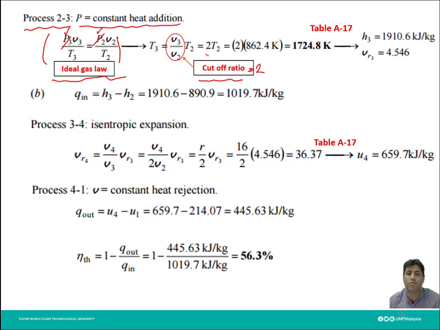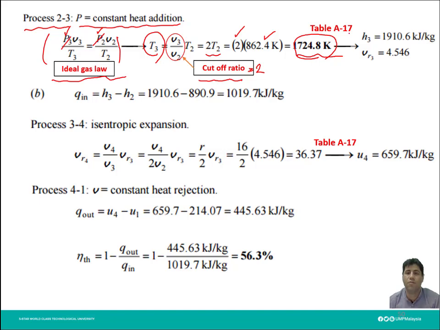So T3 will be equal to 2 T2, where T2 is the temperature of state 2, which we have calculated already, and we also have the cutoff ratio. So 2 times 862.4 Kelvin will give us the temperature for state 3. T3 will be equal to 1724.8 Kelvin. So we found the temperature for state 3. Now to find the other thermodynamic properties for this state, we have the temperature T3 for state 3.